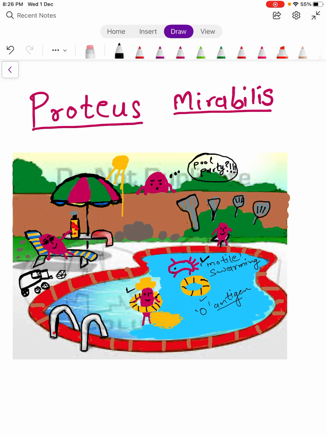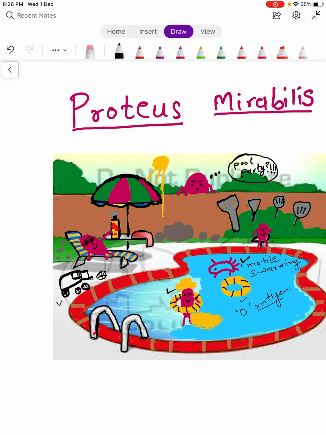So how to remember the Weil-Felix test is, you can see this toy truck which was broken by one of the child, and the wheels of the truck fell down. So wheels fell down, so from this you can remember Weil-Felix. Wheels fell, which represents Weil-Felix.